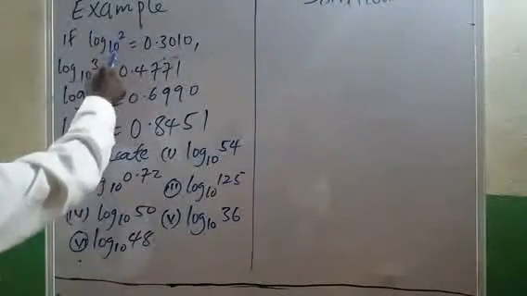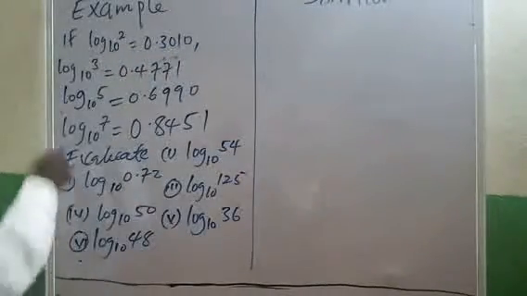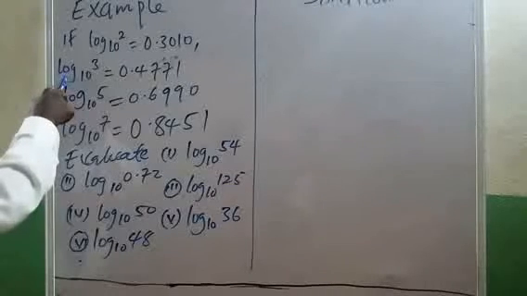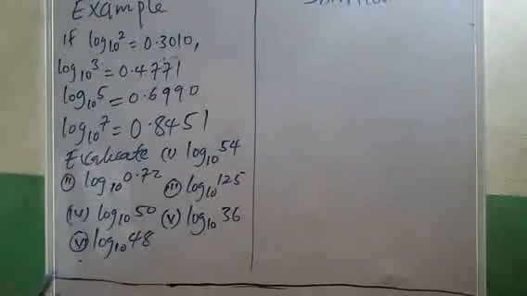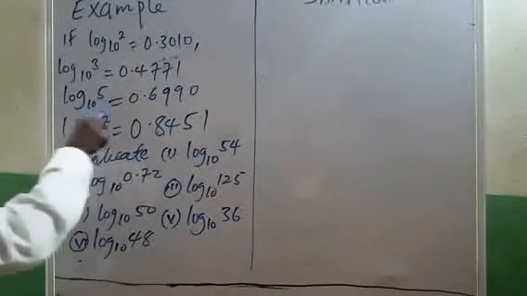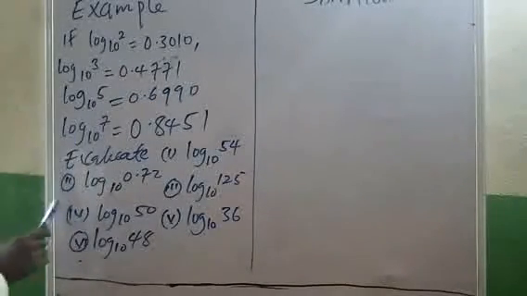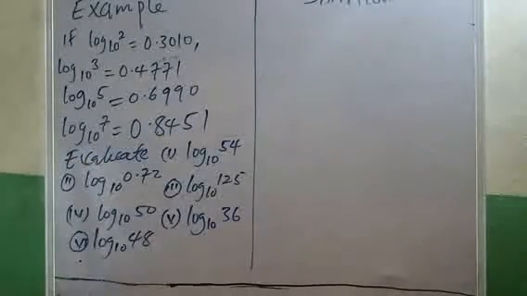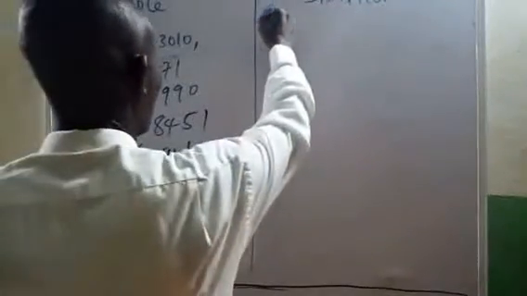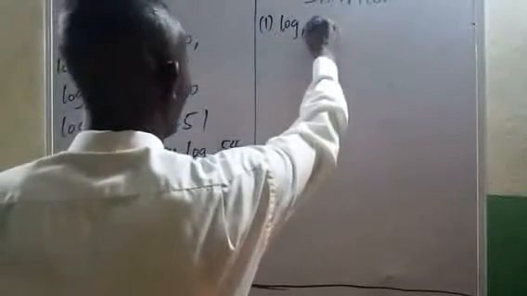if log 2 base 10 is equal to 0.3010, then you have log 3 base 10 is equal to 0.4771, and log 5 to base 10 is equal to 0.6990, log 7 to base 10 is equal to 0.8451. We are asked to evaluate the following. So we take them one by one. Number 1, you have log 1054.